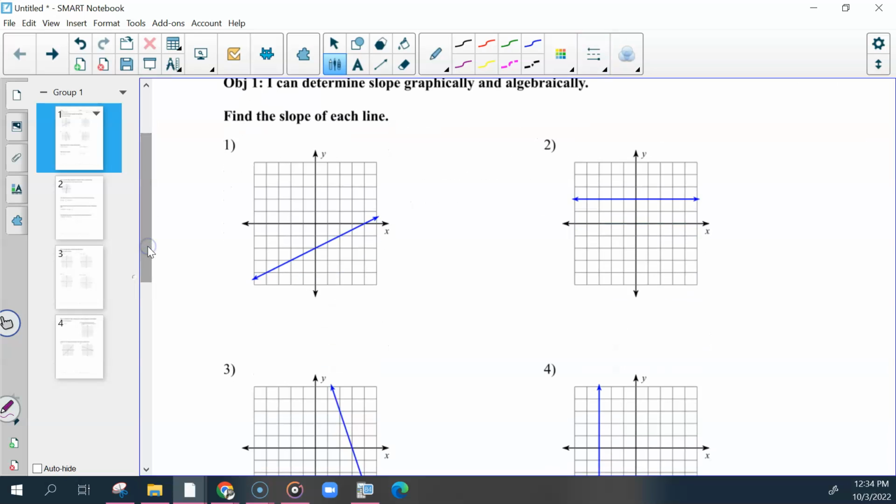For number 1, you had to find the slope of this line. Find any 2 points that this line crosses the grid line exactly. It doesn't matter where. But your slope should have been 1/2.